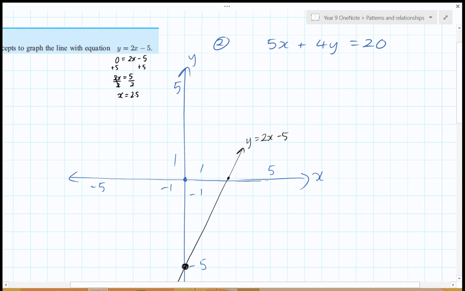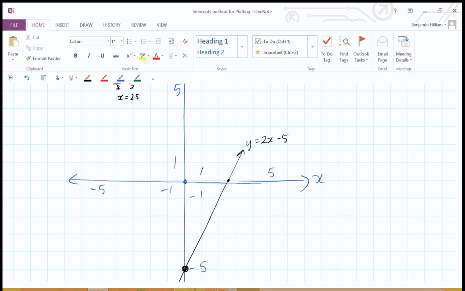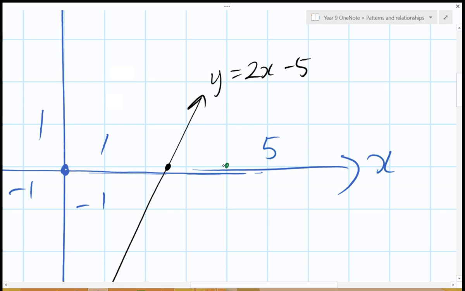Now that method we probably wouldn't usually use for that equation, because you could just do the negative 5 for the intercept and up 2 across 1 for the gradient. But this next equation here, it's really useful for. I'm going to start by finding my x-intercept by crossing out the y part. So if 5x equals 20, what's my x-intercept? 4. So I'm going to put a dot on the x-axis at 4.